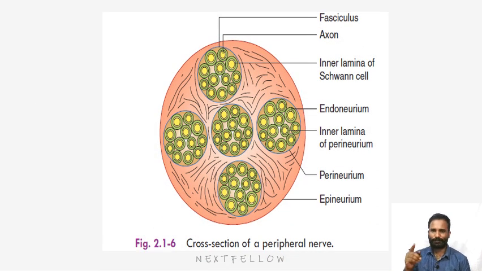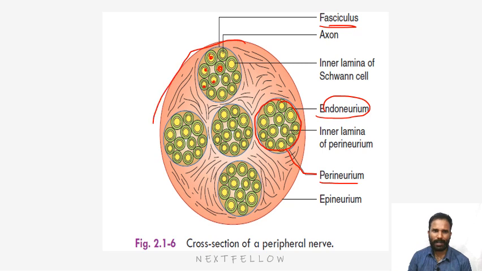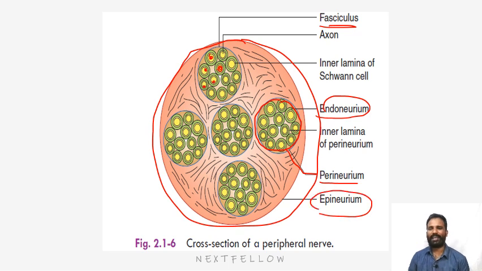Before going to the nerve injury, we should have an idea of nerve structure. These are the myelinated axons. Each one is covered by endoneurium, and these axons are bundled up to form a fasciculus, and each fasciculus is covered by perineurium. All such fascicles are combined together to form a nerve, which is covered by epineurium. So we have three layers in a nerve: epineurium outermost, perineurium around the fascicle, endoneurium around the individual fiber.